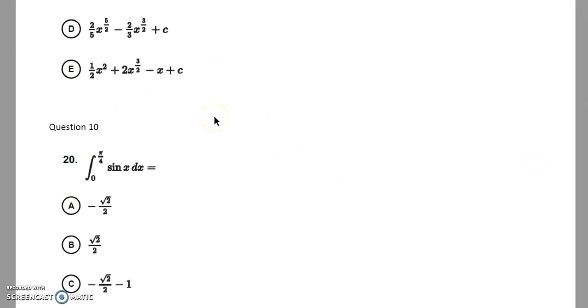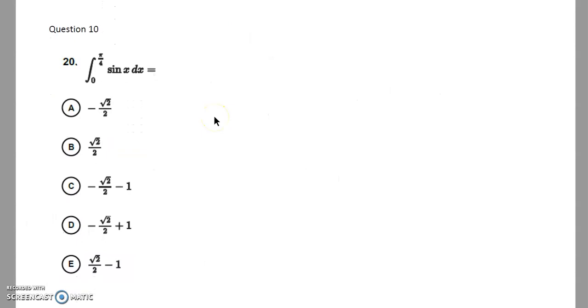Next one, question 10. Here I got a definite integral with some trig work. It's pi over 4. You guys should know pi over 4. It's that 45-degree angle. Just watch your negatives, especially on this one. Hit pause, give it a shot.